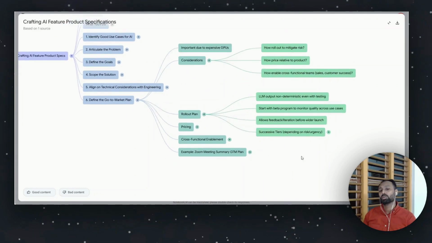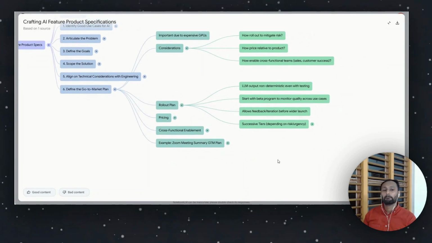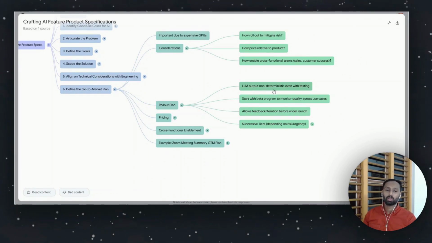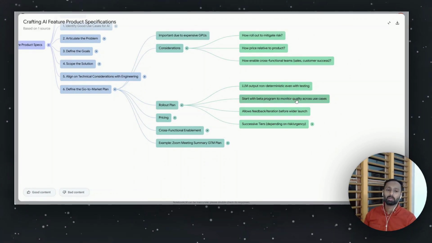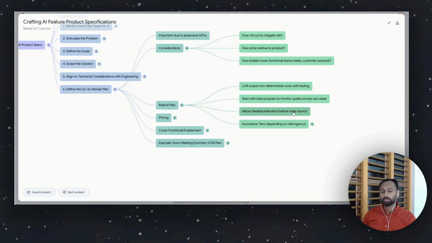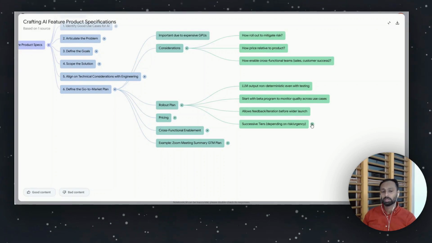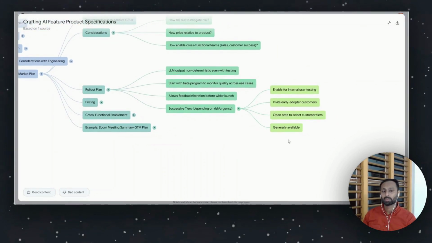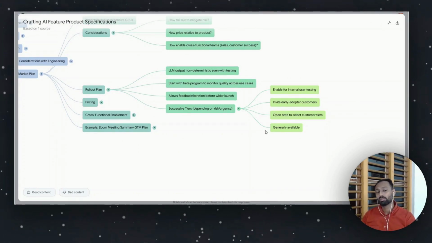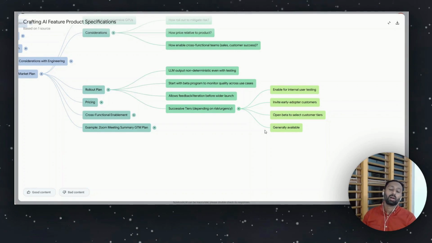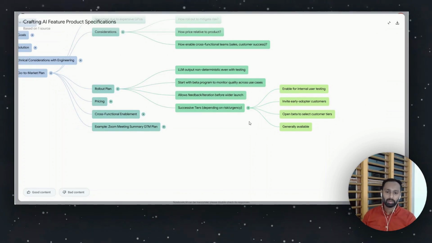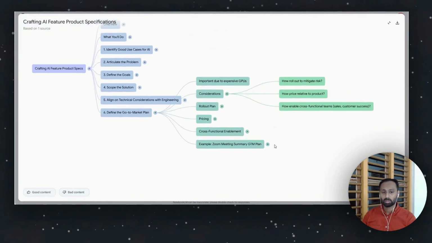Rollout plan, I told already. How do you roll out things? LLM output is non-deterministic, so start with testing, a beta program to monitor quality, and allow feedback iterations before a wider launch, with successive tiers depending on urgency. So internal user testing first, invite early adopters, open beta to selected customer tiers, and then you make it available to the larger set of users.